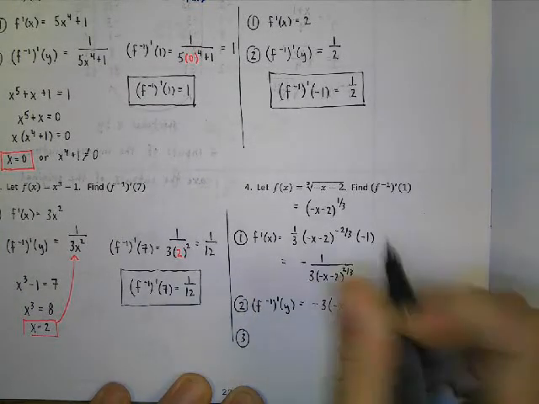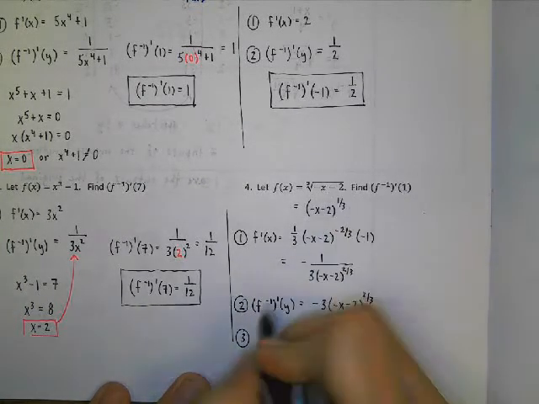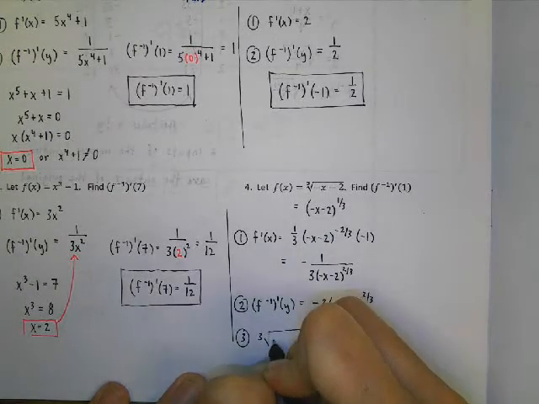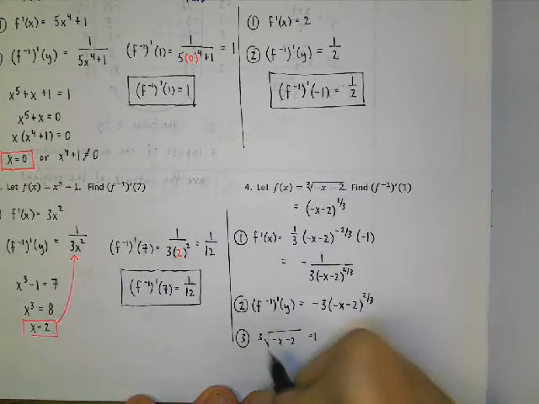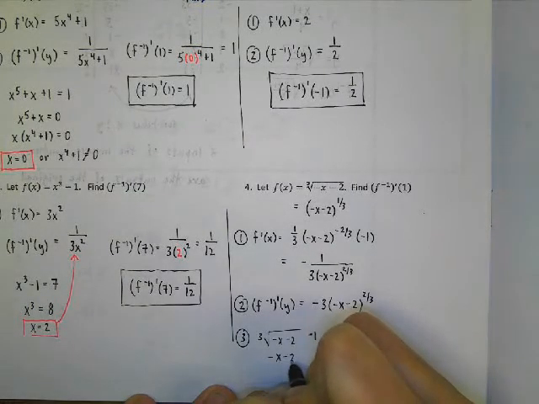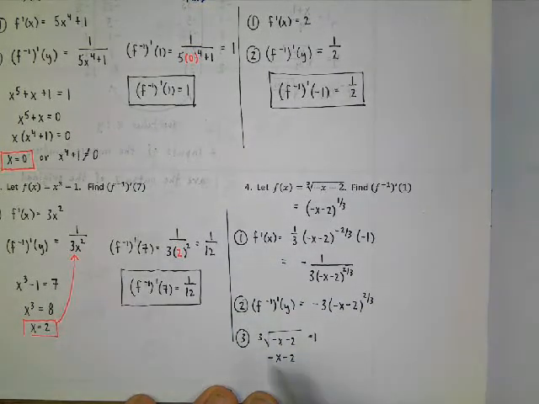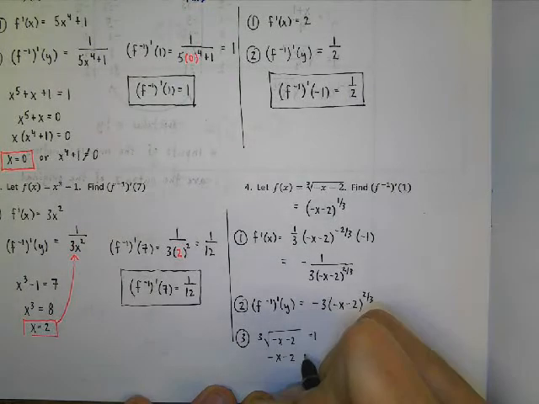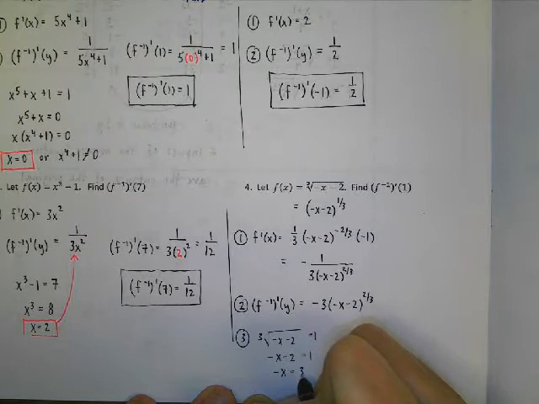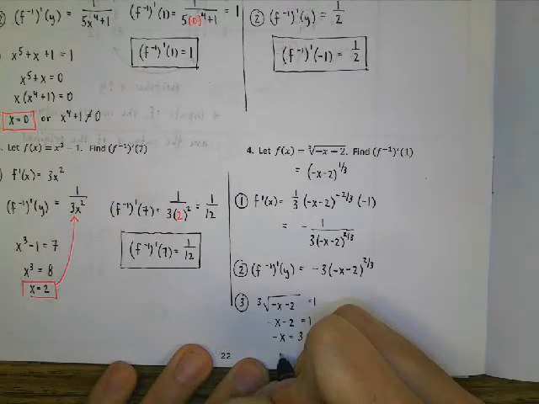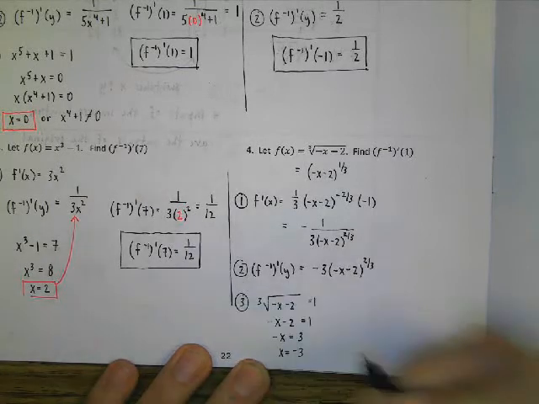Step 3 is the same. We're going to take our y value and set it equal to our original function. And we're going to solve. So cubing both sides gives me negative x minus 2 is equal to 1. So I get negative x is equal to 3, or x is equal to -3.